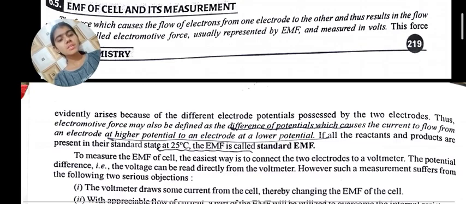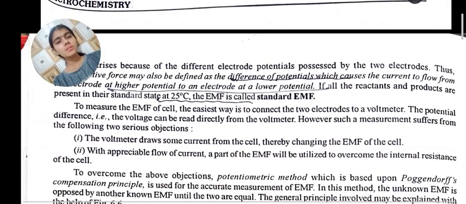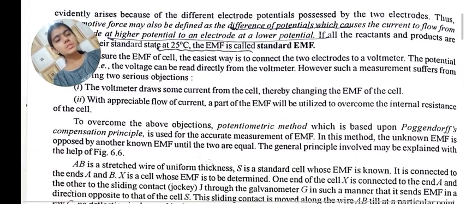However, such a measurement suffers from the following two serious objections. First, the voltmeter draws some current from the cell, thereby changing the EMF of the cell. Second, with appreciable flow of current, a part of the EMF will be utilized to overcome the internal resistance of the cell. To overcome these objections, the potentiometric method, which is based upon Poggendorff's compensation principle, is used for the accurate measurement of EMF.